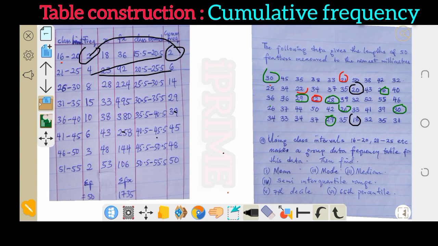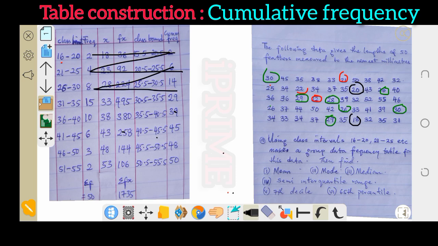Let me go again so you can understand better. This 2, copy it here. Add 2 to 4, you get 6. You write that 6 down. Add this 6 to 8, you get 14.